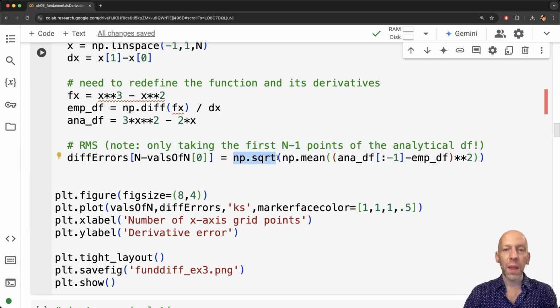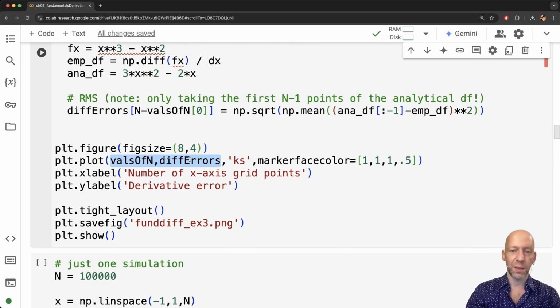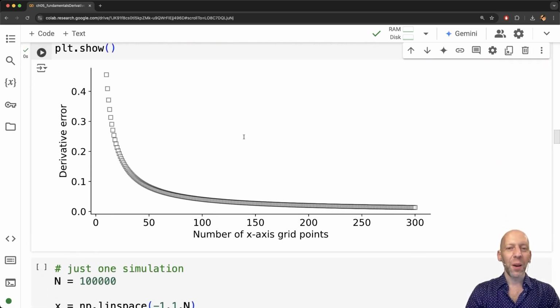So we have the square root, and then the mean, and then the differences squared. Now, as we discovered in the previous exercise, the analytic derivative and the empirical derivative, or numerical approximation, have different lengths. The analytic, or exact, derivative has n points, whereas the empirical version has n minus 1 points. There are a few different ways you can deal with that discrepancy, but the way I did it here is by only considering the first n minus 1 points from the analytic function. And then after that, we just generate a plot. Fairly straightforward.